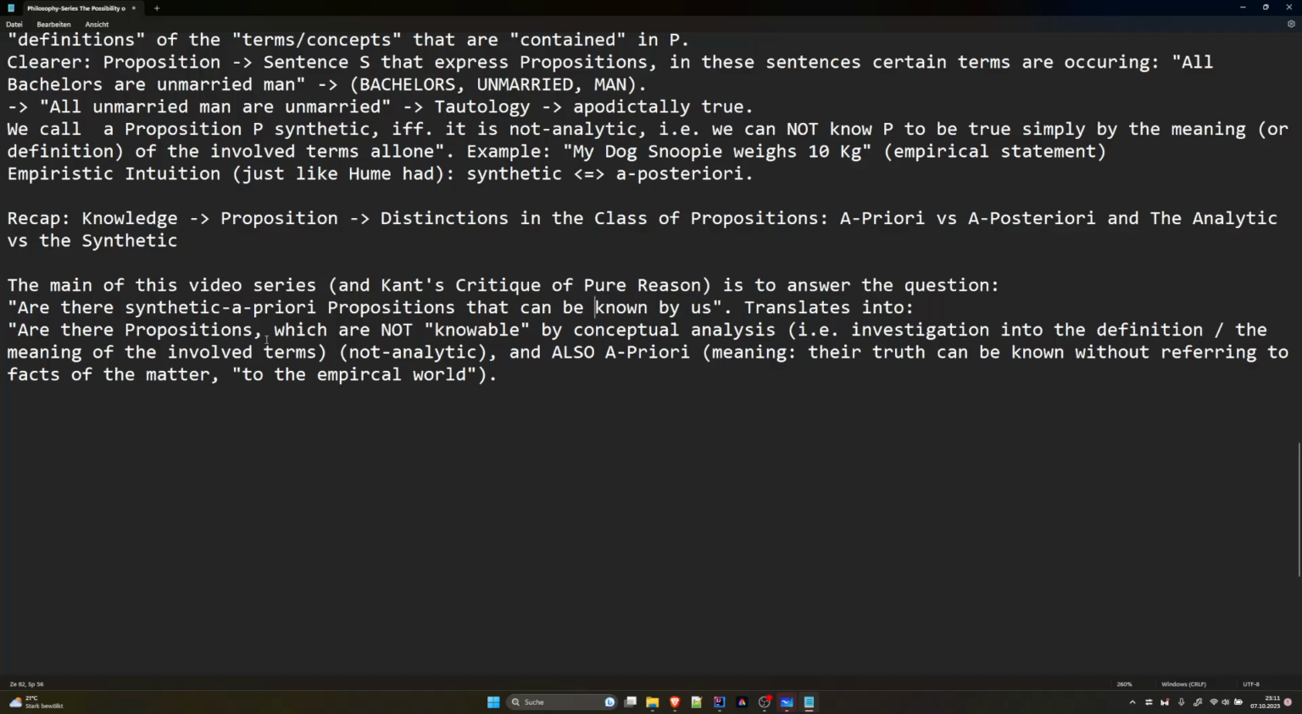But this is a little potential misunderstanding that I want to avoid, and this translates into other propositions which are not knowable by conceptual analysis, by investigation of the definition, the meaning of the involved terms, so meaning other propositions that are not analytic, but also a priori, and I forgot this, and true, and knowable by us. This is what I had to add, these few remarks.